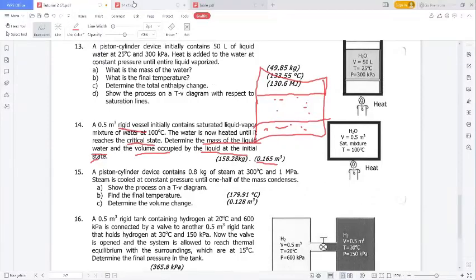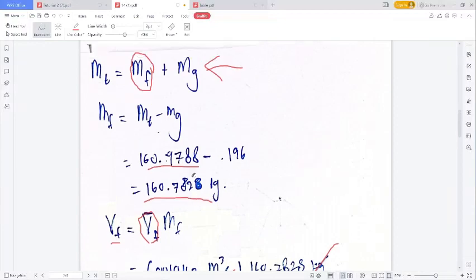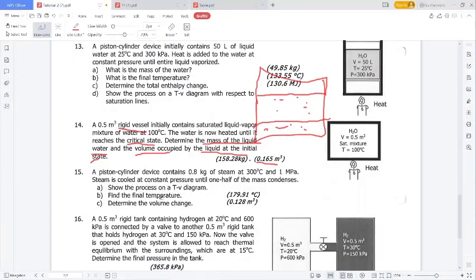And the value for kg will be a little bit different from mine. I get 160.7828 kg. Meanwhile, this will be 158.28 kg because maybe, I don't know, of the constant values for critical pressure, critical volume, specific volume that the answer is using. So it depends on the magnitude that we are using for the critical state.